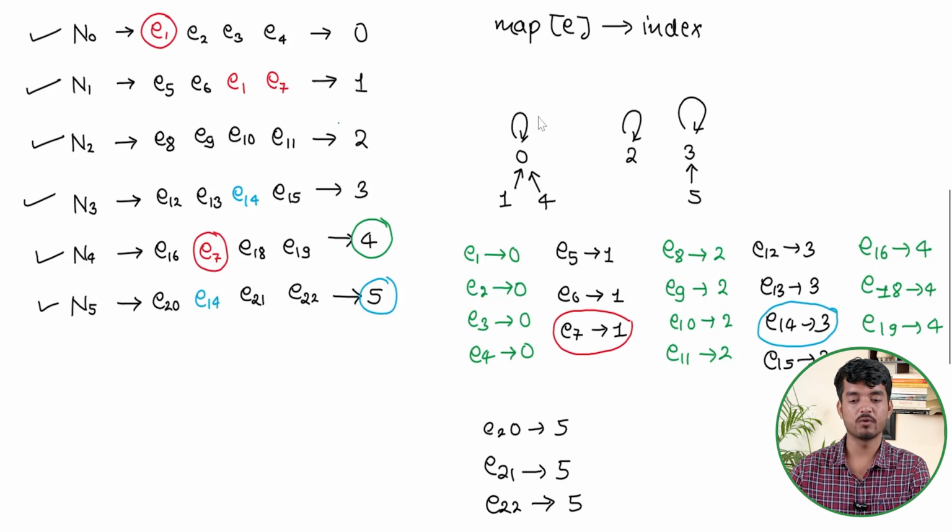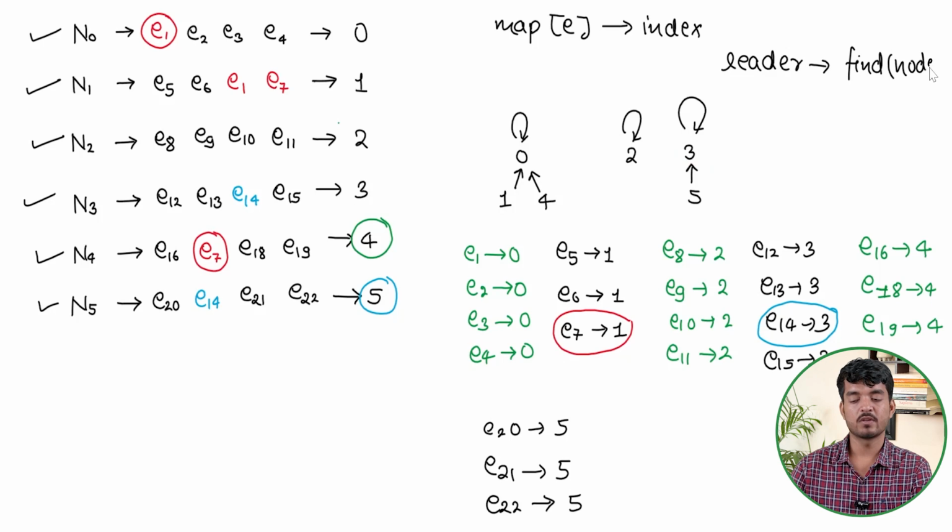And how do you find the leader of that component? Let's say you got 4, but how will you find the leader of this component? The leader is basically the node for which the parent is the node itself. In this case the leader is 0, in this case the leader is 2, and in this case the leader is 3, because their parents are themselves. So how to find a leader? You just have to perform the find operation. You call the find function from the disjoint set union, and that will return the leader of that component. So I guess this is all about the explanation.